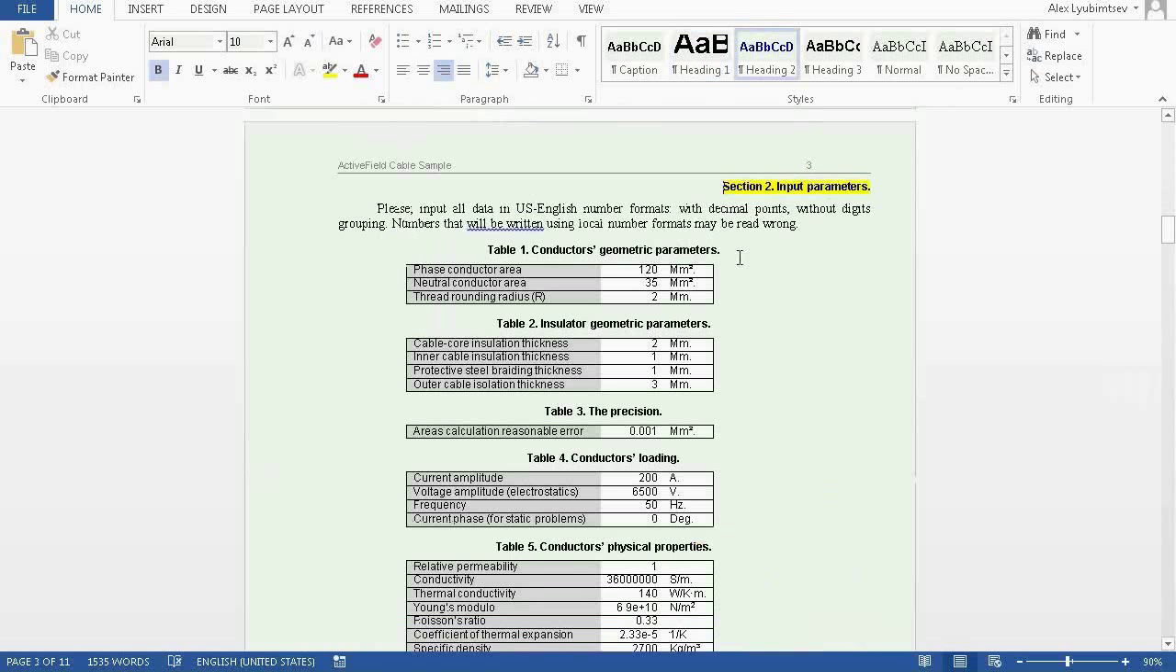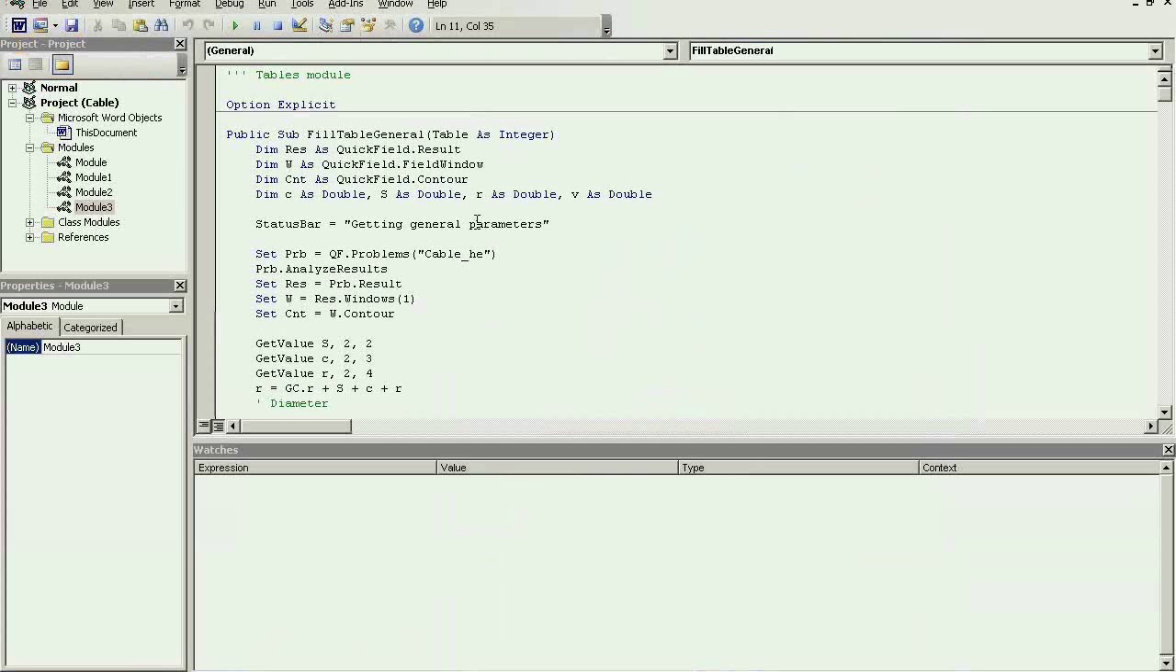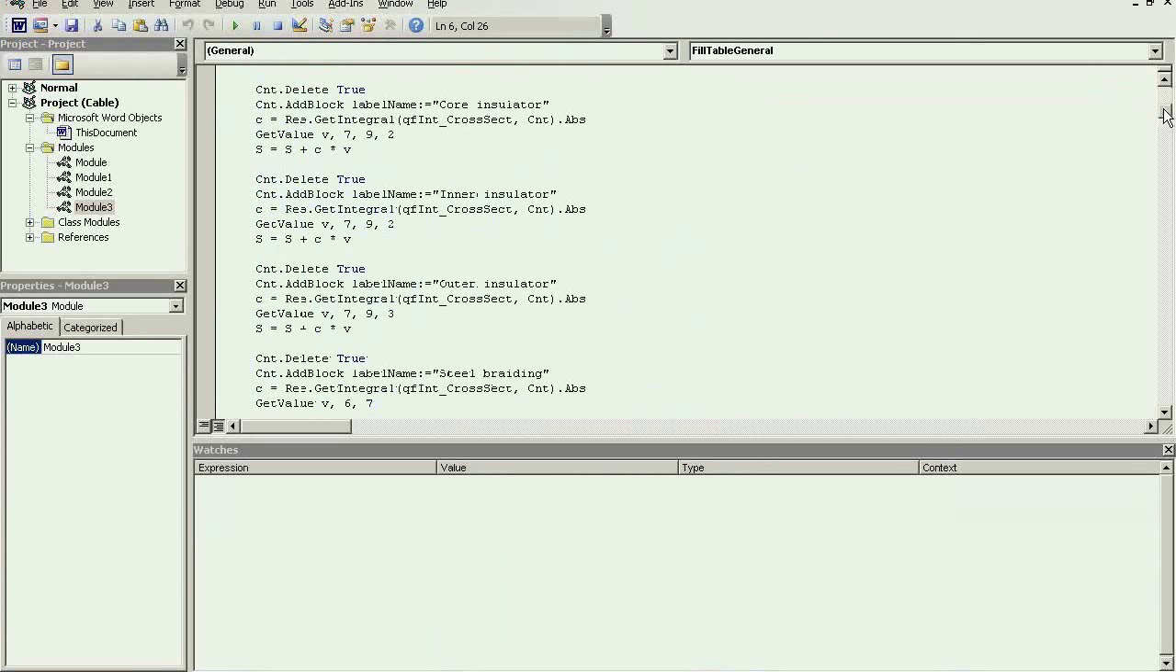Here is the Word document. It's not only in the document, this document includes the tables to specify the cable dimensions and it also includes the program that will operate QuickField to build the geometry model, to run the simulations and extract the parameters such as capacitance, resistance, and others.